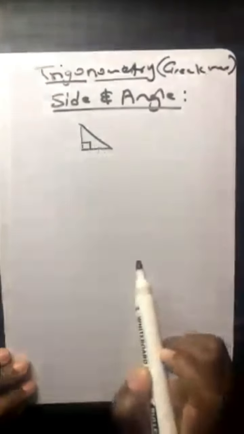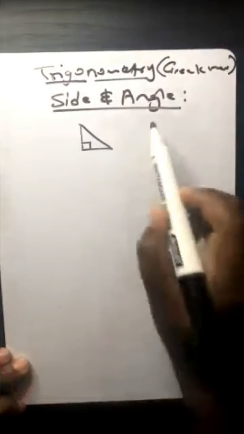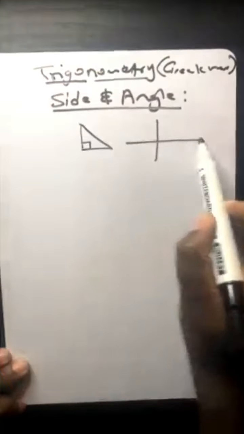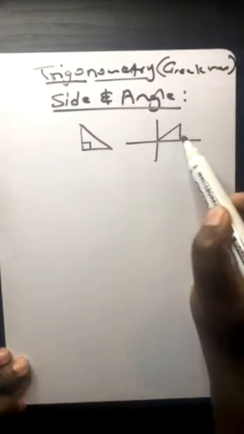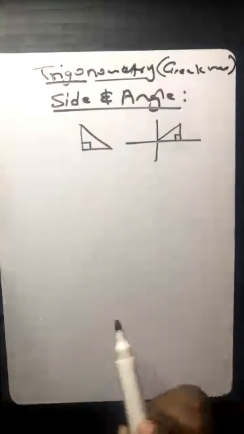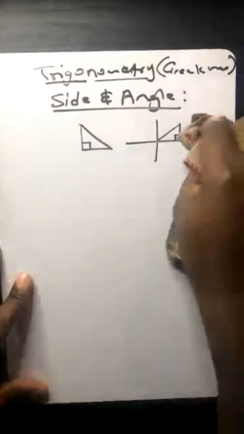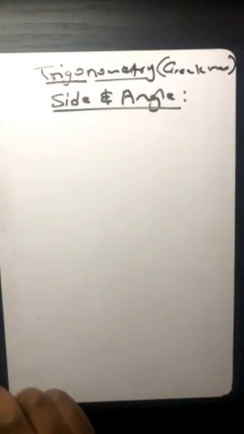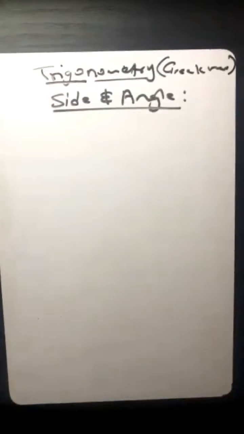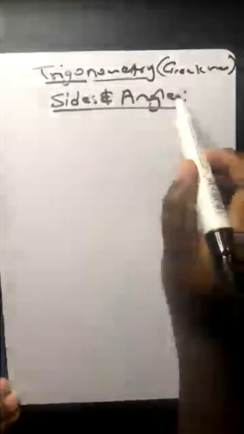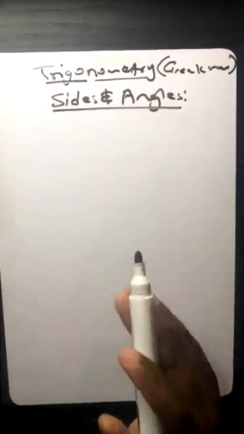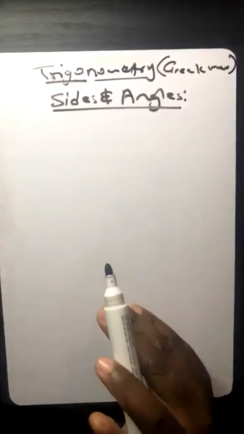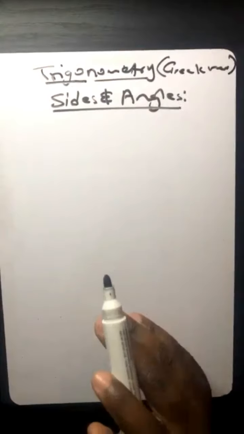These sides can be drawn as a right-angled triangle, or otherwise these sides may be drawn on a Cartesian plane, forming a right-angled triangle. Just make sure that at all times when we talk about trigonometry, sides must be involved and angles must be involved. In short, we measure or study the relationship between sides and angles.